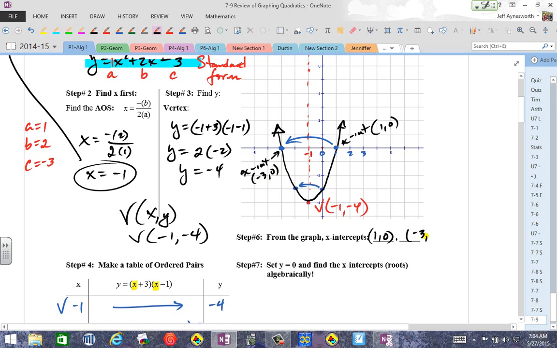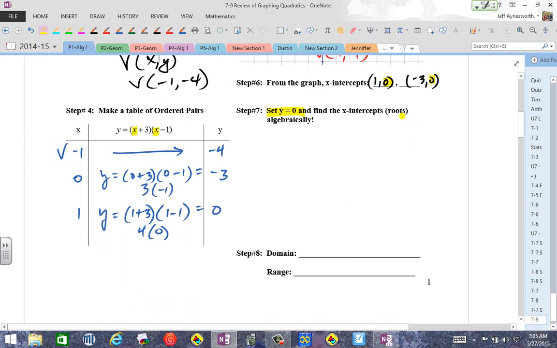Negative 3 comma 0. Remember, x-intercepts are points where y equals 0, and that's why I said set y equals 0 and solve for x algebraically. So what I'm going to do is do that and prove that these x-intercepts are the real ones. So we're going to have our function y equals x plus 3 times x minus 1. We set 0 in for y, look right there.